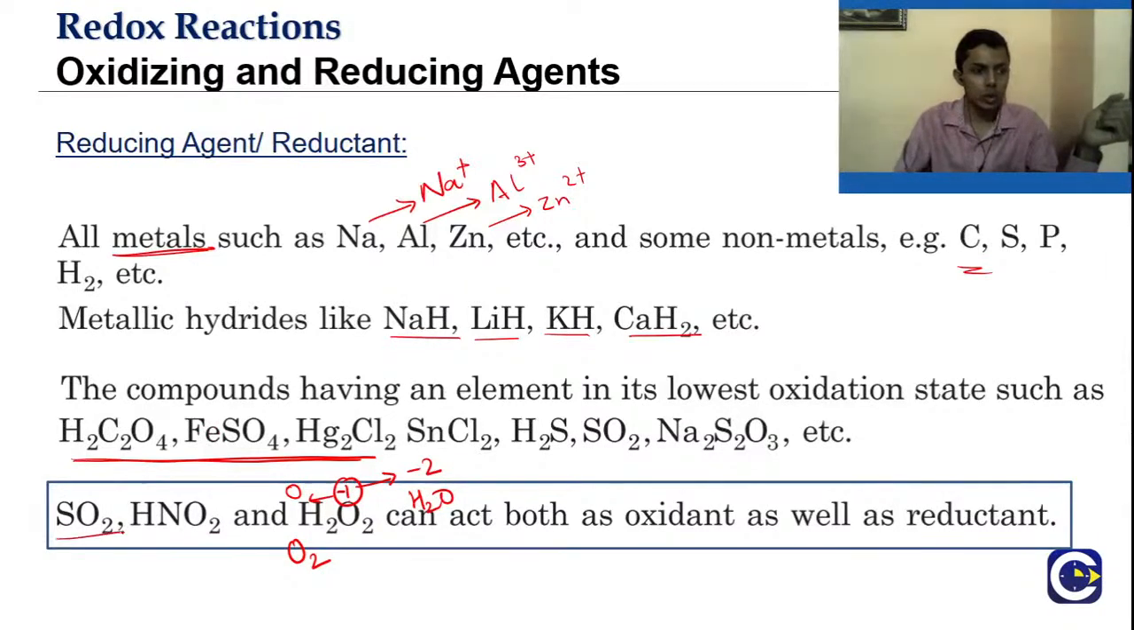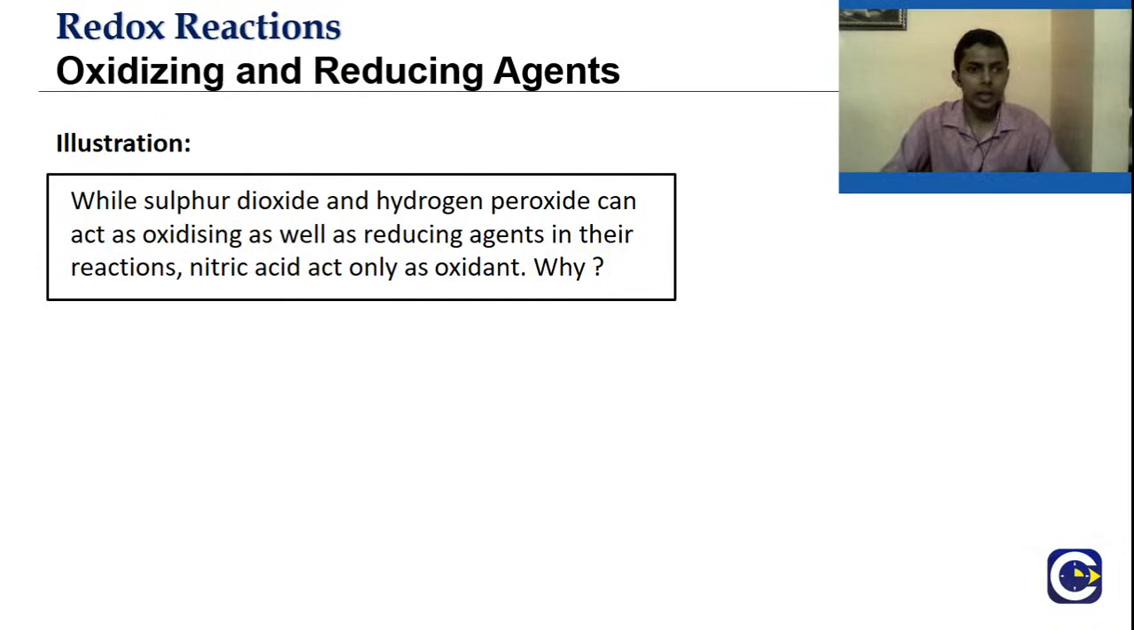Similarly, in SO2, sulfur is +4. It can go to +6 or to 0. HNO2 also: nitrogen can be in +3, +5 or 0. +3 is HNO2, +5 is HNO3, 0 is N2. Here is a question: while sulfur dioxide and hydrogen peroxide can act as oxidizing as well as reducing agents in a reaction, nitric acid acts only as an oxidant. Why?